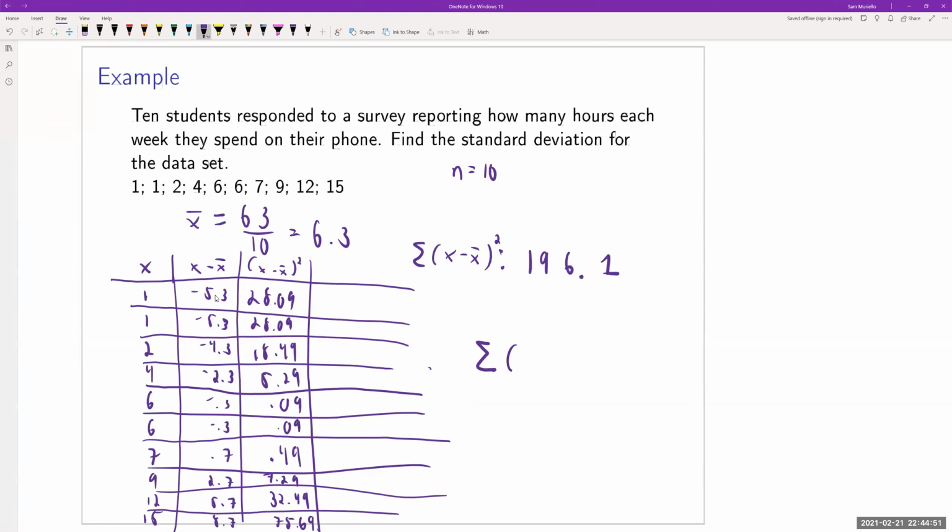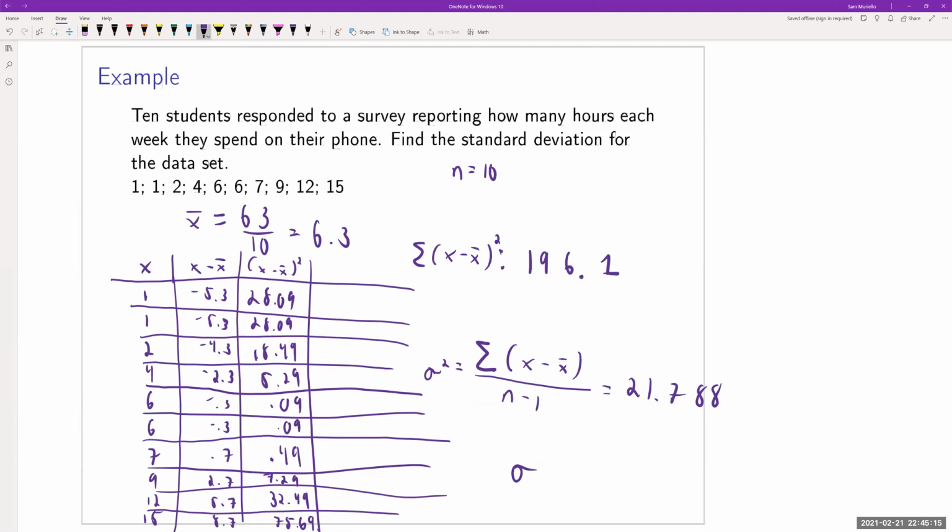The next thing we'll find is the variance, which we'll call sigma squared, where we take this sum we got above and divide by n minus 1. So in this case, we need to take the 196.1 and divide by 9, which will give us 21.788. 3 decimal places should be plenty here, I think.